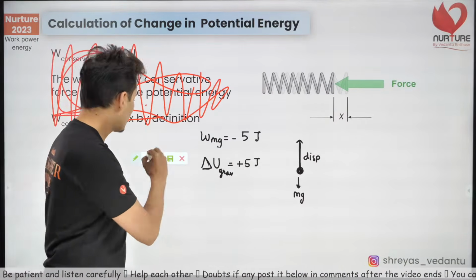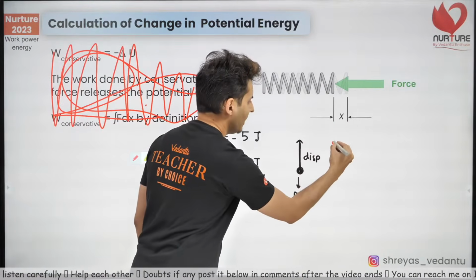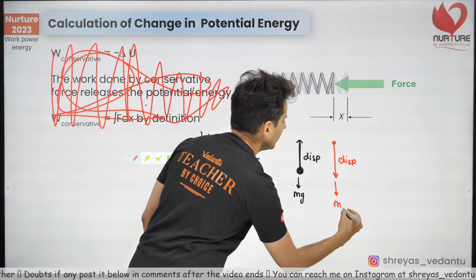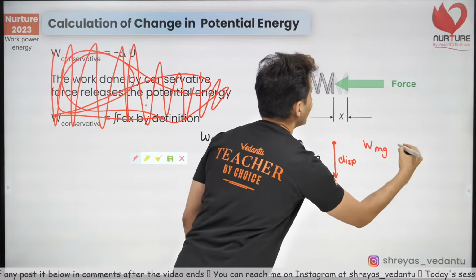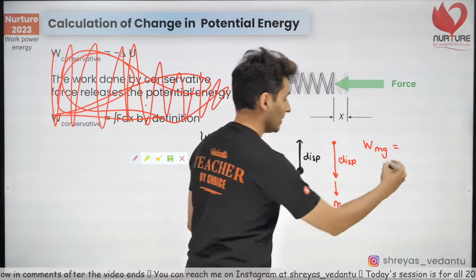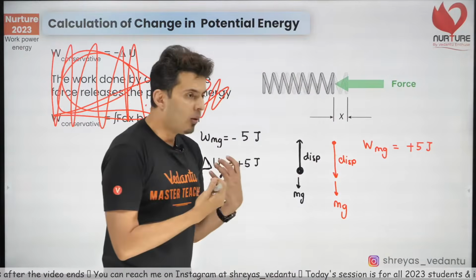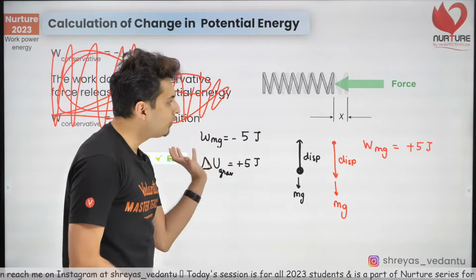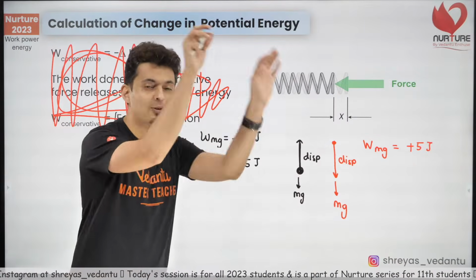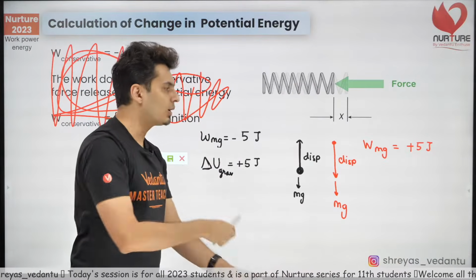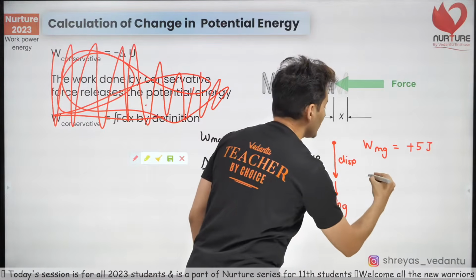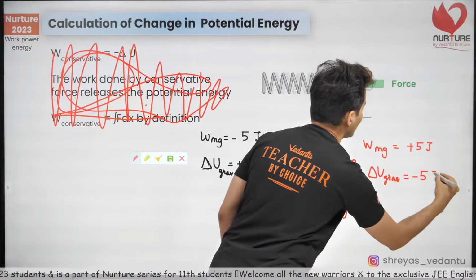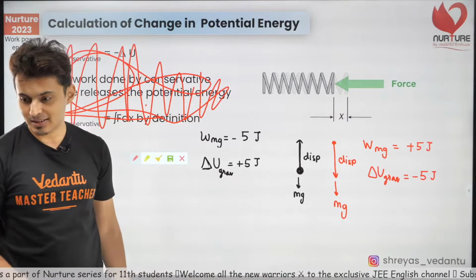Now just imagine this same mass, after reaching the top, comes back. The displacement is downward here, and obviously mg is also downward. So what is the work done by mg? The work done by mg now will be plus 5 joules. How will gravity do work? Because it had some energy stored. So from its bank of potential energy, it will withdraw 5 joules and do that work. So the change in the gravitational potential energy will be negative 5 joules. I hope this makes sense.